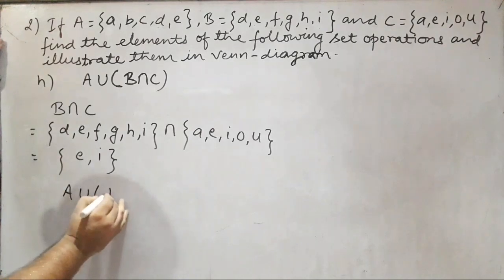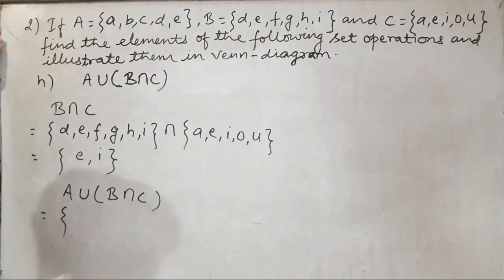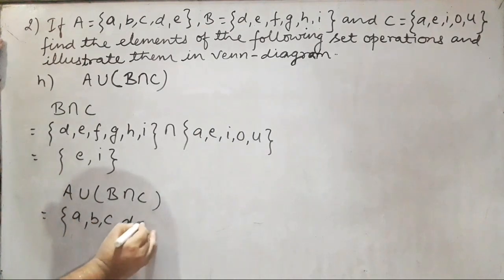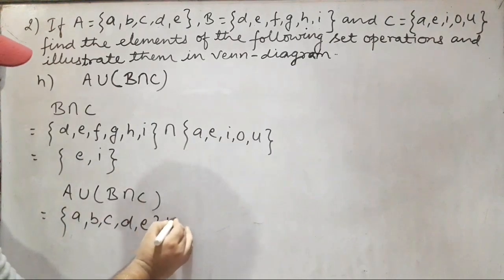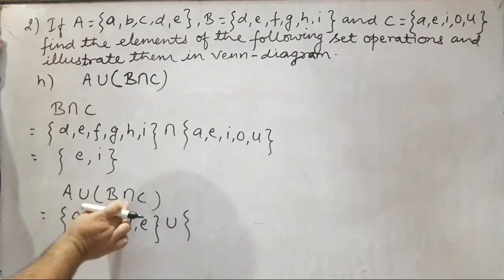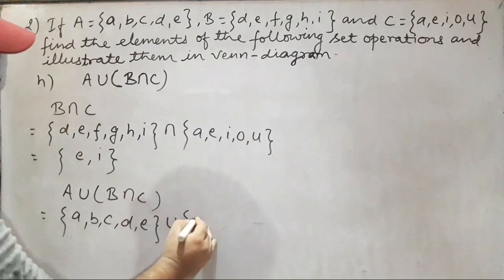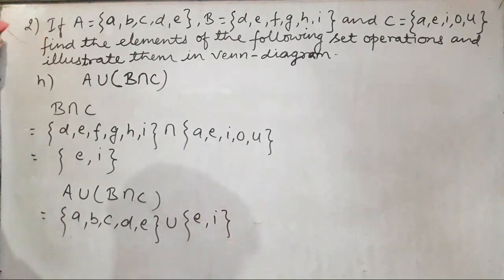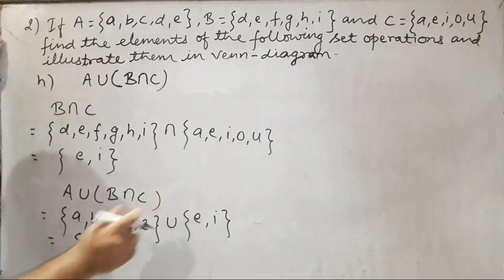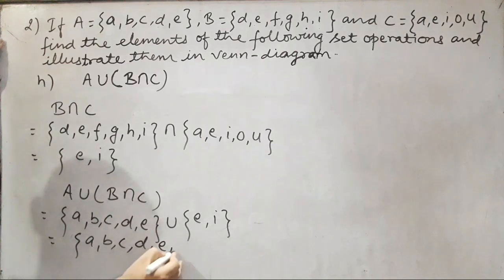So A union (B intersection C) equals the elements of set A, B, C, D, E, union (B intersection C). We just now found B intersection C, the elements E, I. Now the union, writing down all the elements: A, B, C, D, E, I.